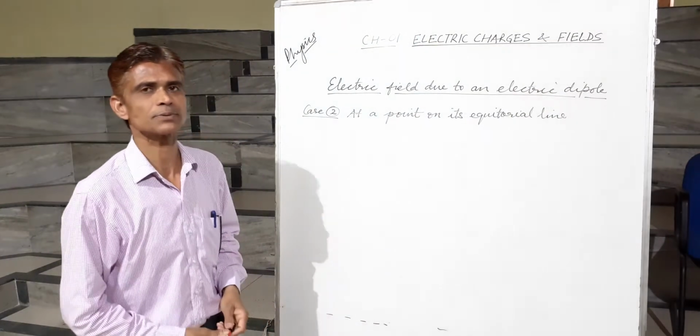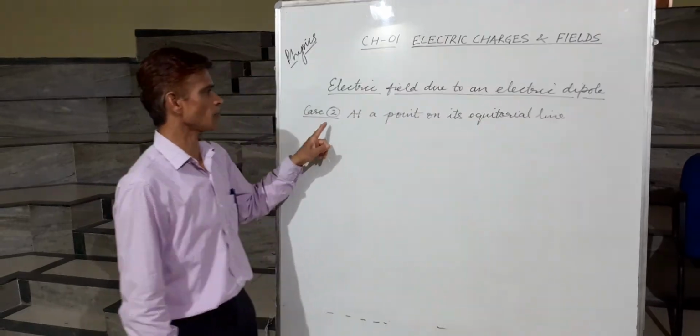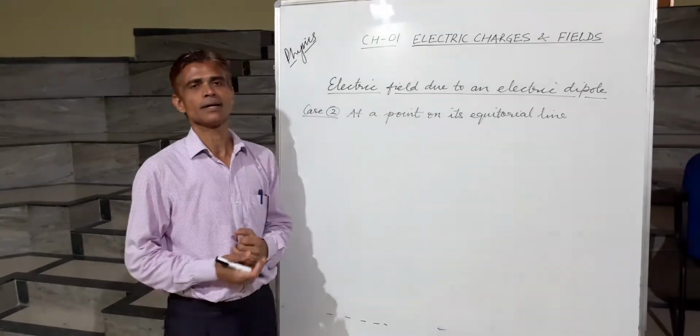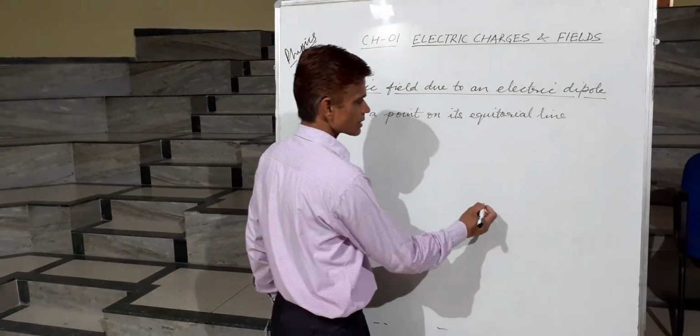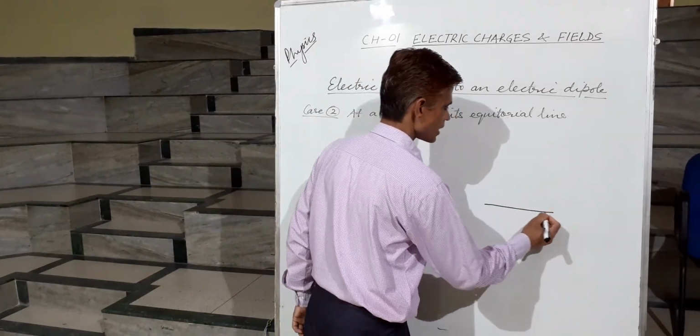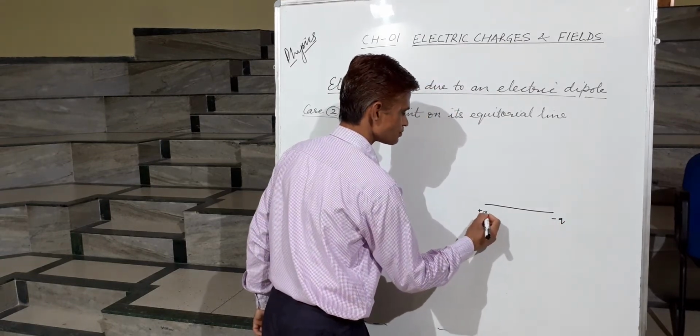Good morning students. Today we are going to discuss the electric field due to an electric dipole at a point on its equatorial line. Last time we discussed the electric field at a point on the axial line. So now let us calculate the electric field due to an electric dipole at a point on its equatorial line.